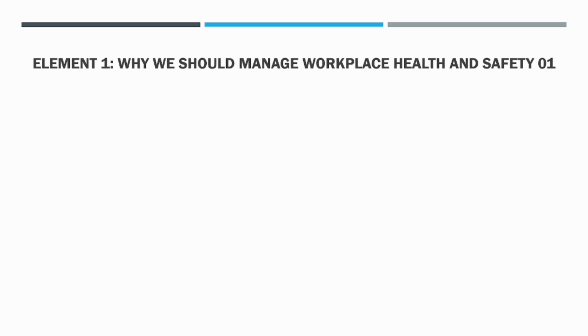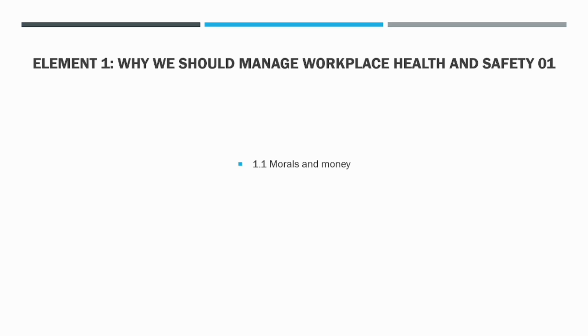Now, the first element is why we should manage workplace health and safety. This element explains the reason organizations must actually manage health and safety. So the first reason is the moral and money. Managing health and safety protects people from harm and organizations from financial losses.